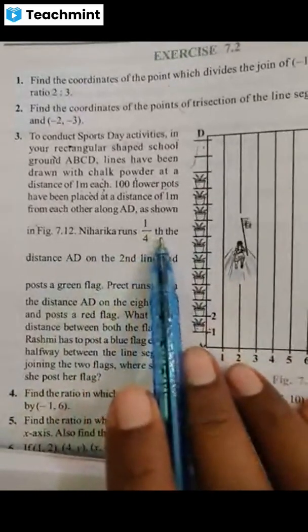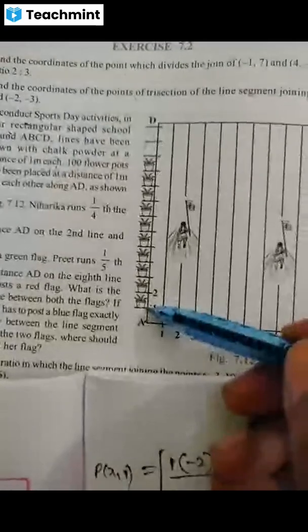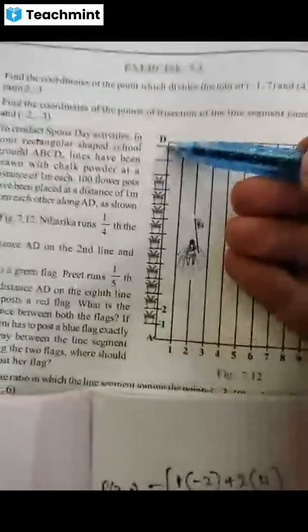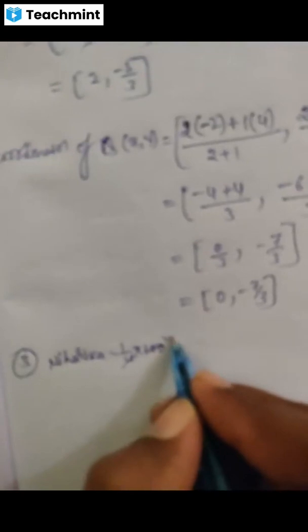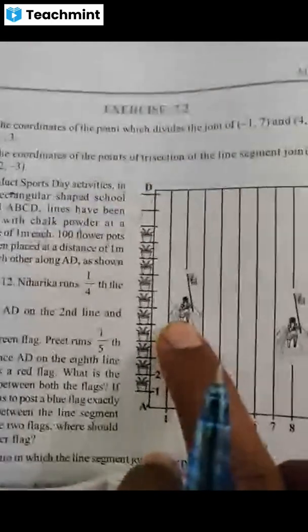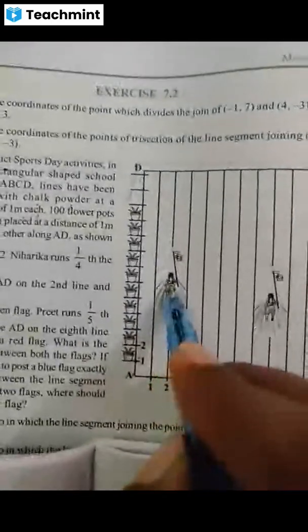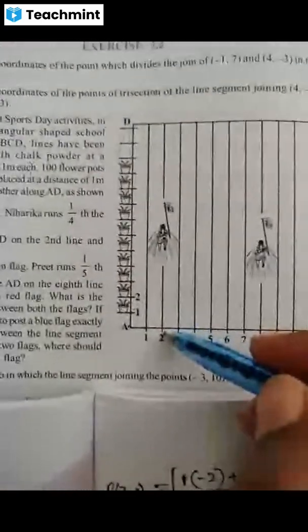Niharika runs 1/4 the distance AD. Actually, at 1 meter, one flower pot; at 100 meter, the 100th flower pot. It means the distance is 100 meter. So 1/4 of the distance is 25 meter. So how much distance does Niharika run? It is 25 meter. Okay, so this is the 25. So 25 means, what is the coordinate of this Niharika?